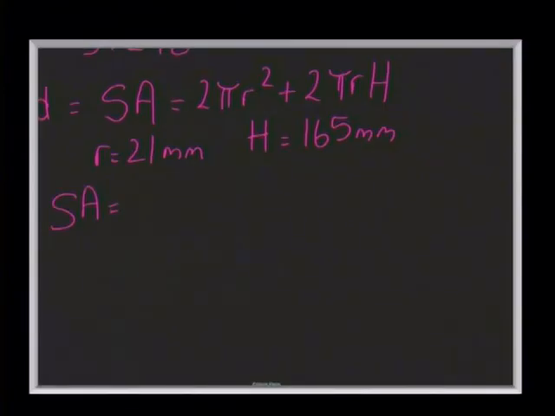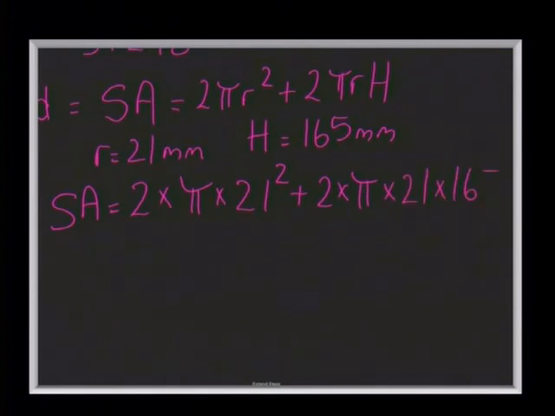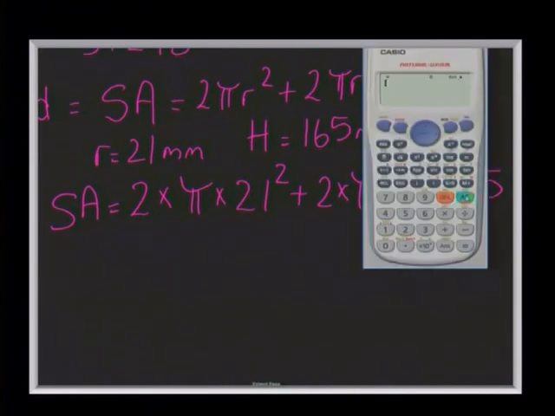So my surface area is 2 times my pi times 21 squared. I'm leaving out the millimeters again like I did earlier, so I don't get confused and I know I need to square 21, plus 2 times pi times 21 times the height of my shape. Let's get our calculator out.